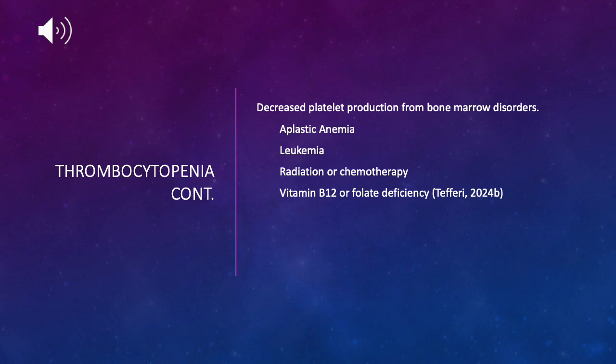Vitamin B12 or folate deficiencies can also cause decreased platelet production. These vitamins are very important for cell production. The bone marrow uses up these vitamins in order to make platelets, and so without them, there's significant risk for thrombocytopenia.